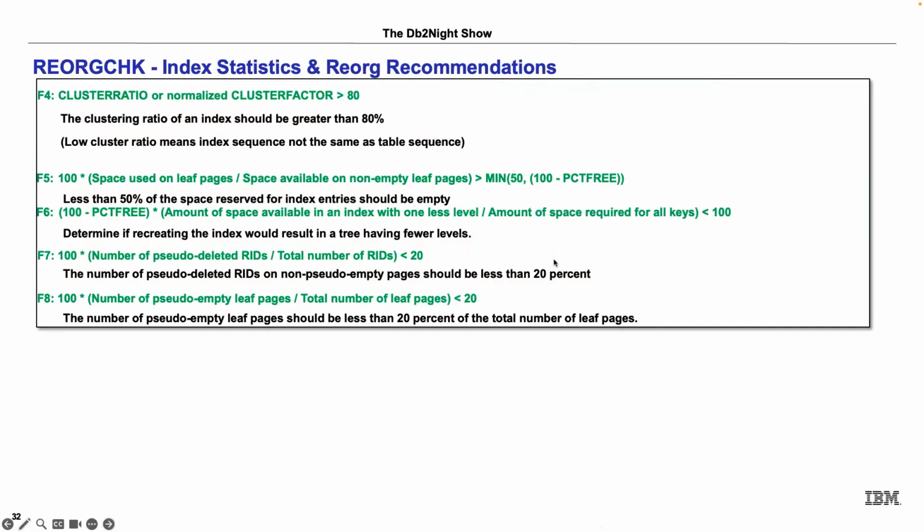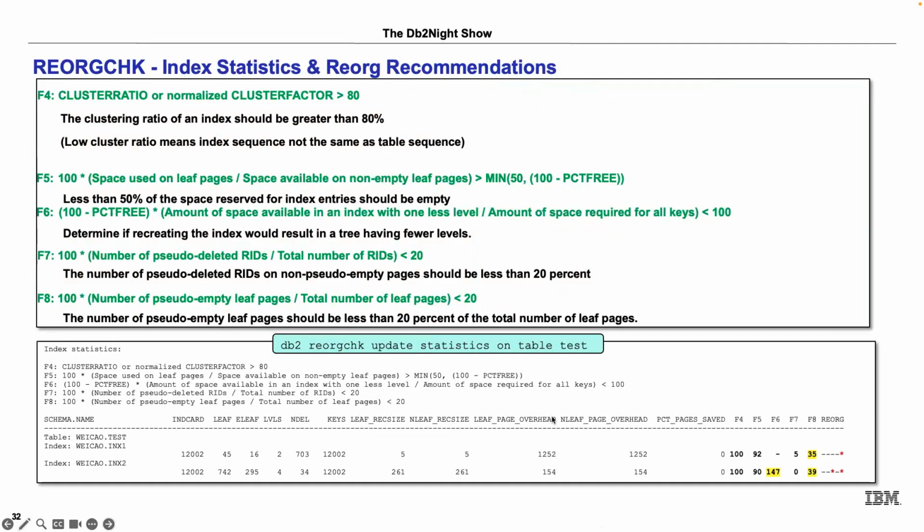I will not read through each of them, so the info is here for your reference. Here is an example. You run reorg check update statistics on one table, and this will show you the results of each formula. In this example, F5 and F6 are good for index 1, but F8 is no good, so reorg is recommended. For index 2, F6 and F8 both fail, so reorg is strongly recommended.